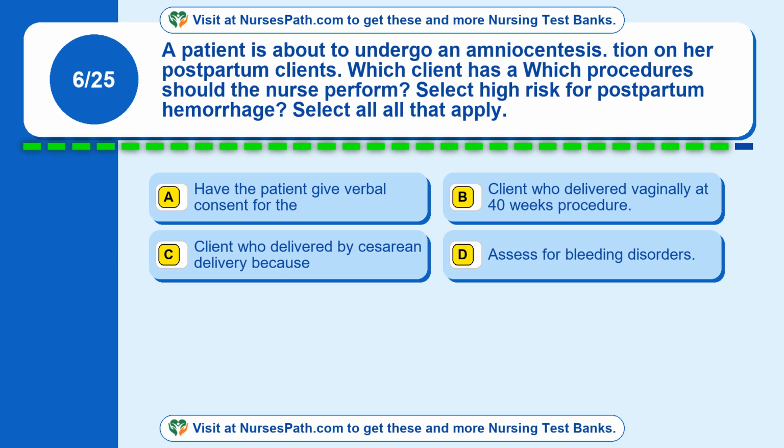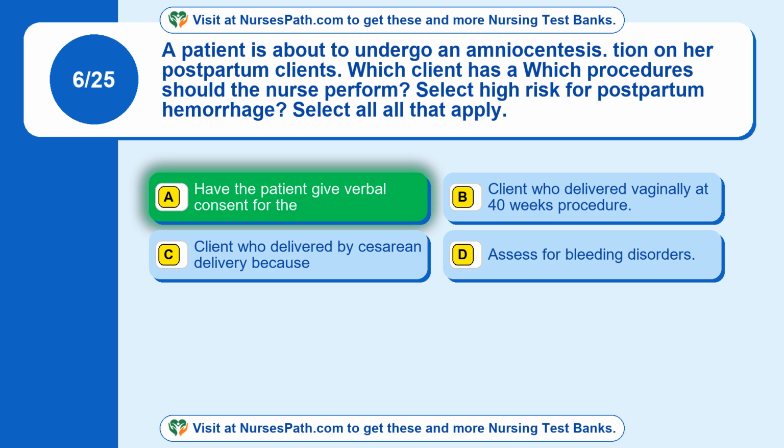Question 6. A patient is about to undergo an amniocentesis. Which procedures should the nurse perform? Select all that apply. Option A. Have the patient give verbal consent for the procedure. Option B. Client who delivered vaginally at 40 weeks. Option C. Client who delivered by cesarean delivery because. Option D. Assess for bleeding disorders.